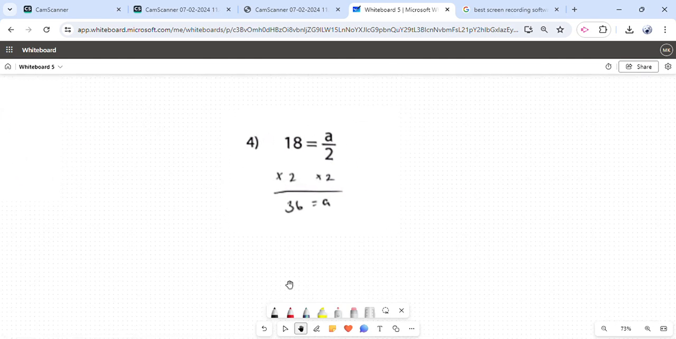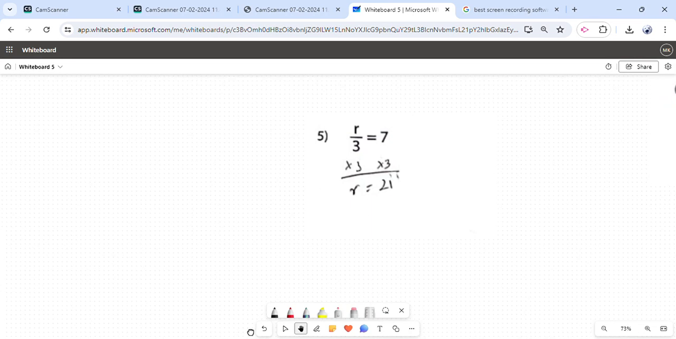For number 4, it says 18 equals a divided by 2. Since this is a division, the opposite of division is multiplication, so you're supposed to multiply both sides by 2 to get a by itself, and that gives you 36 equals a.